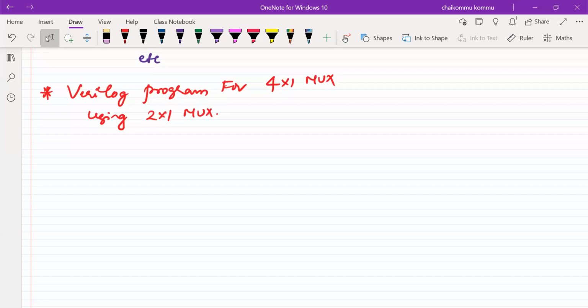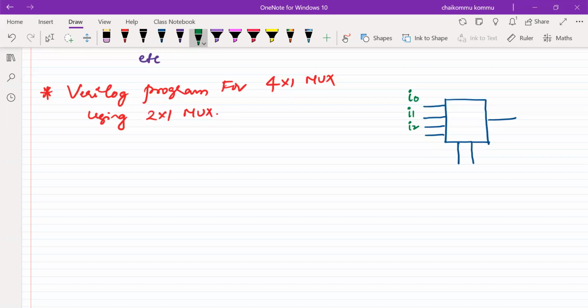So let us write. I'm going to give you a hint for this one. For example, we have a 4 cross 1 mux. That has 4 inputs, 2 selection lines, and 1 output. This is called I naught, for example I1, I2, I3. This is selection line 1, selection line 0. This is Y. It is a mux_4x1.